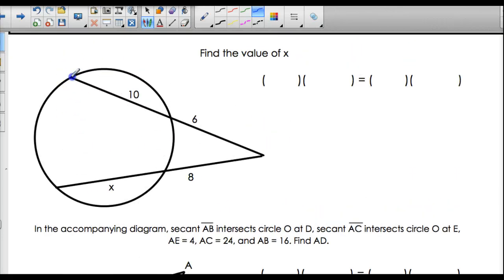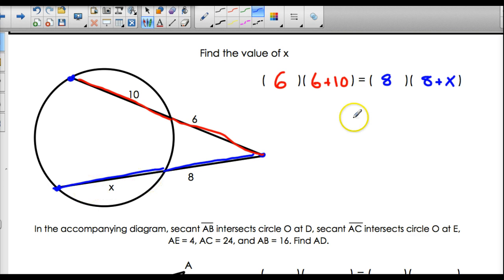So if you look here, we have two secants, right? One point on the circumference, one on the outside. And we just have to use our formula now. Our formula states that the exterior part, or A, it's our exterior, times the whole thing, which would be 6 plus 10, is equal to the exterior of the second secant, which is 8, times the whole thing, which would be 8 plus x. That's the whole thing added together, A plus B.